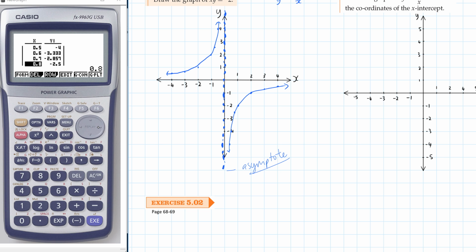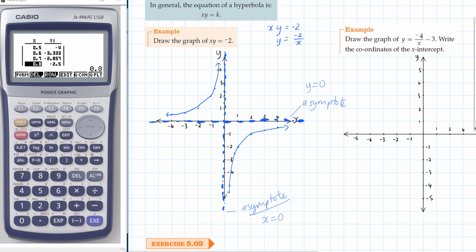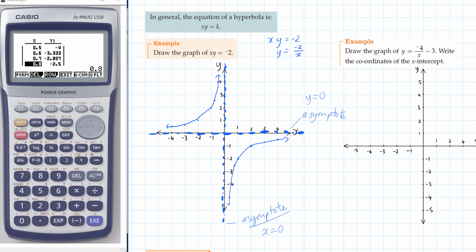Now there is one other asymptote, and that's going along this way here. Okay, so that is another asymptote. And when we're talking about asymptotes, we like to talk about the equation for those. So one asymptote is that x = 0, and the other asymptote for this graph is y = 0. Okay, so those are the two significant things about this sort of hyperbola.